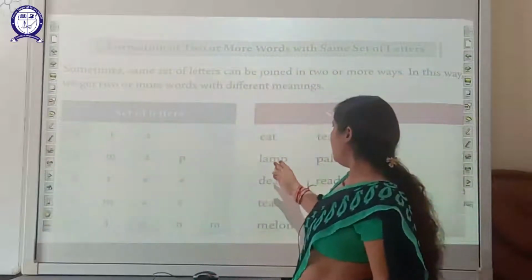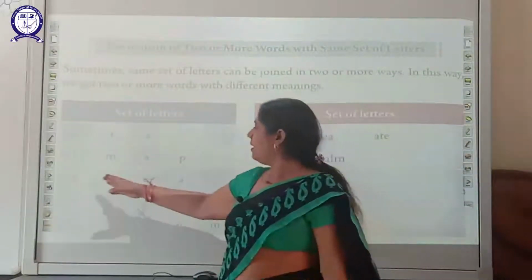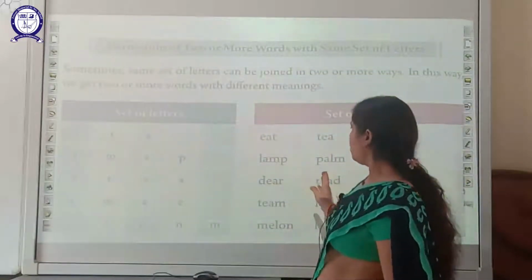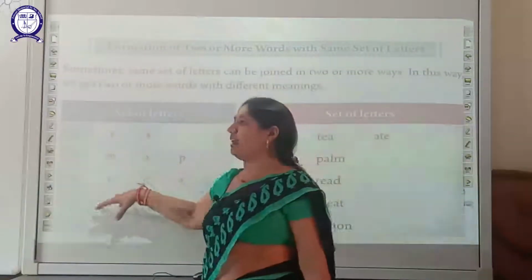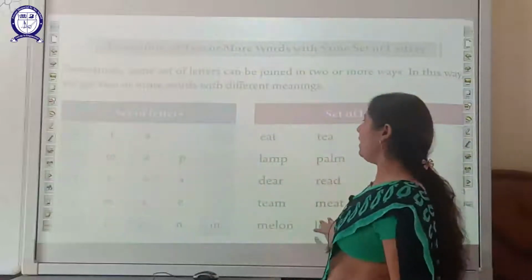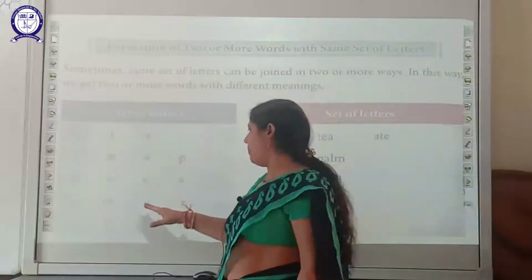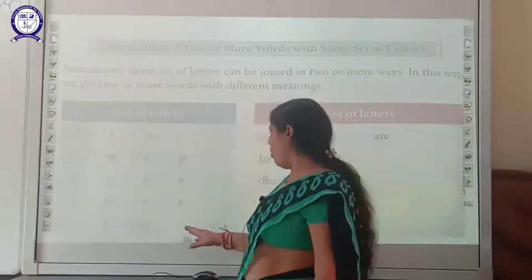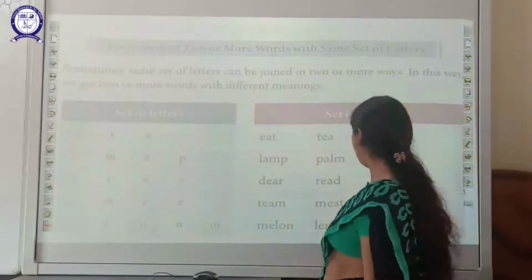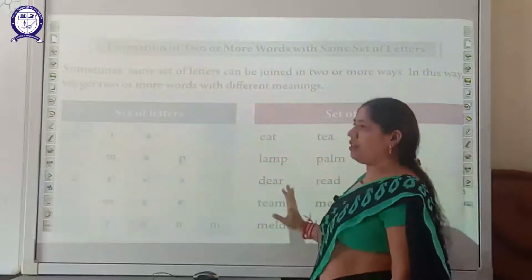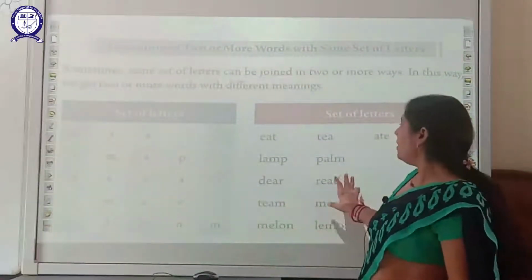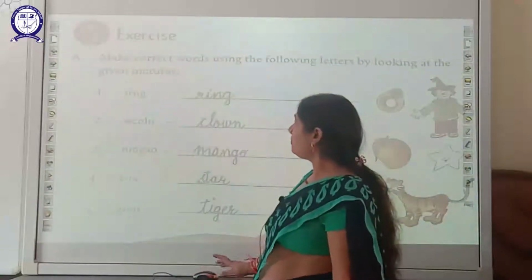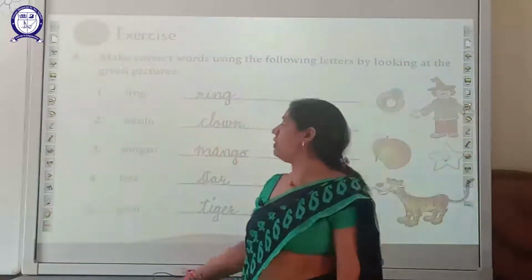L-M-A-P, so lamp or palm. D-R-E-A, deer and read. So friends, in this set of letters we have made two meaningful words. T-M-A-C, team or meat. E-L-O-N-M, melon or lemon. In these words we have to rearrange the letters only and make a meaningful word. Let's do some exercise of this chapter.